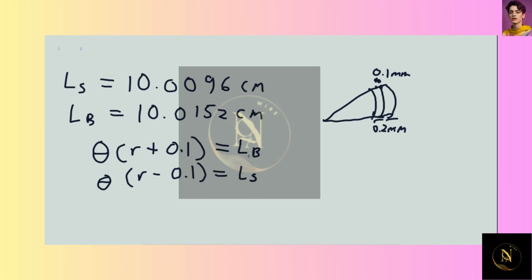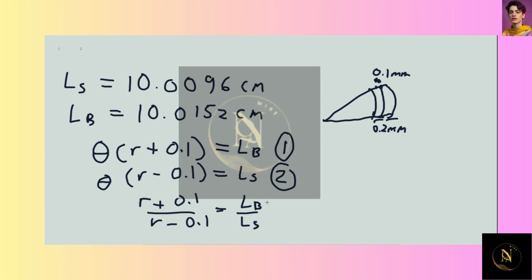So we have two simultaneous equations and two unknown variables, a fully determined system. We don't need to know the angle, we only need the radius. To get rid of the angle, let's call these equation 1 and equation 2. We do equation 1 divided by equation 2, which gives us r plus 0.1 over r minus 0.1 equal to LB over LS.